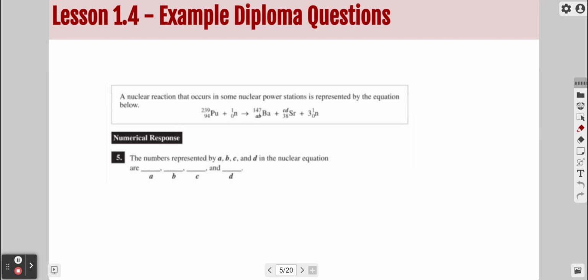Again, I want you to pause. I want you to see how much you remember from balancing nuclear reactions to see if you can figure out what numbers A and B are here, and C and D. So pause and go ahead. All right, so the key thing you need to remember when you're dealing with nuclear reactions is that all your mass numbers on one side of the arrow have to add up to all the mass numbers on the other side. So on our reactant side, we have 239 plus 1 gives us 240 mass numbers.